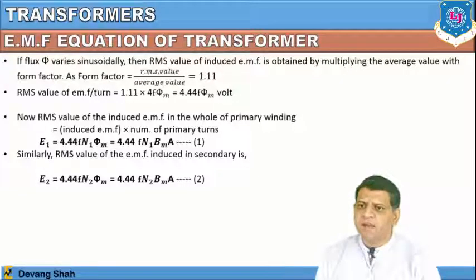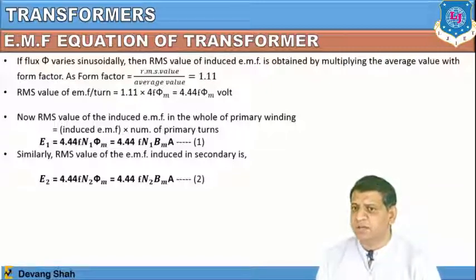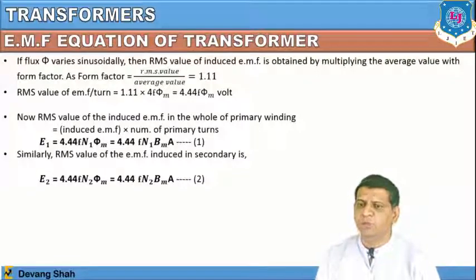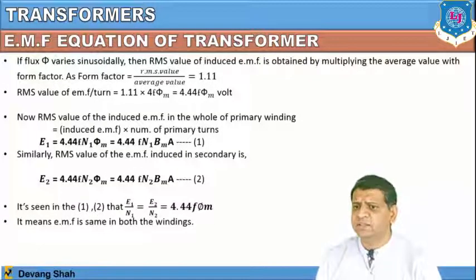And that EMF we also consider with the same terminology. So here the RMS value of this induced EMF in the secondary winding we define as E2, and E2 is equal to 4.44 into frequency into number of turns of secondary winding N2 into magnetic flux density Bm into area A. Now you have in general two equations: E1 is equal to 4.44 into F into N1 into Bm into A, and E2 is equal to 4.44 into F into N2 into Bm into A.